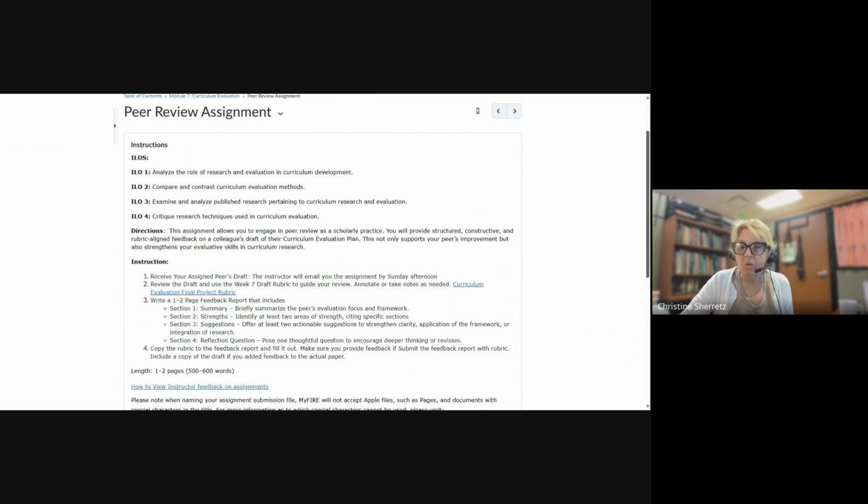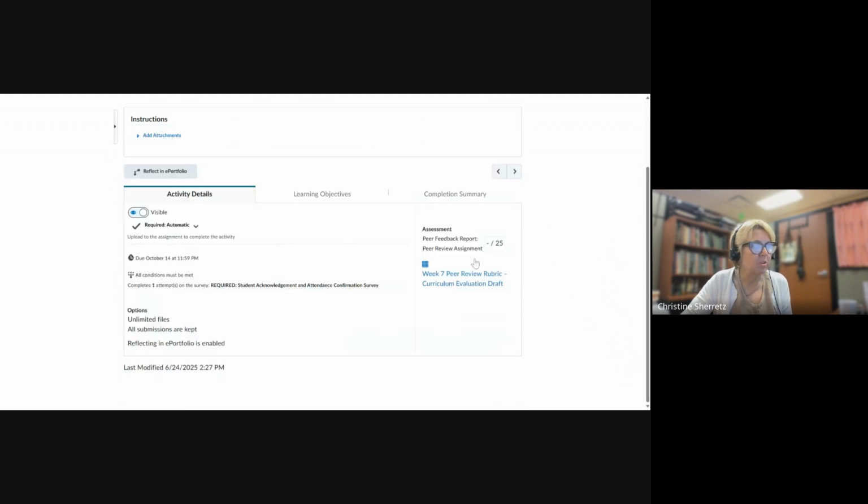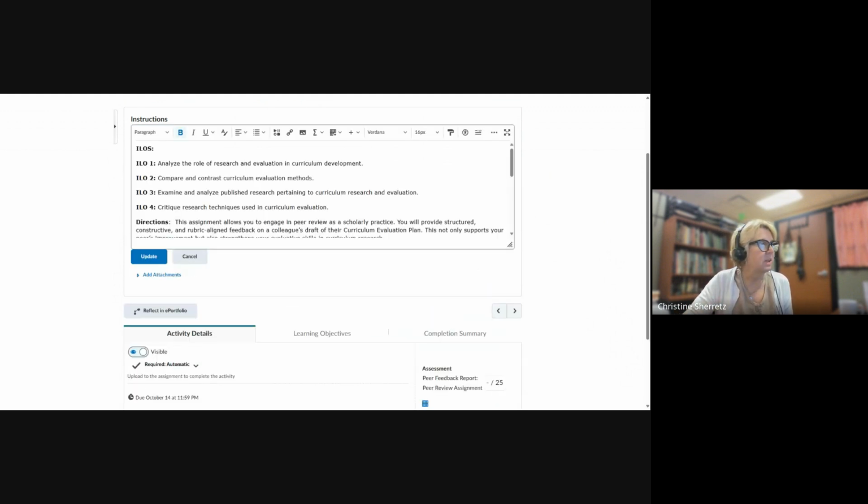You will read your assigned partner's draft, and then you will evaluate it using the rubric that I have posted for the final project, and that's all here. So you will evaluate it. Did they describe the curriculum? Did they use an evaluation framework? Did they have an analysis of data? Did they analyze it using that rubric? Did they have an integration of research and theory? So you're going to use this tool to evaluate them.